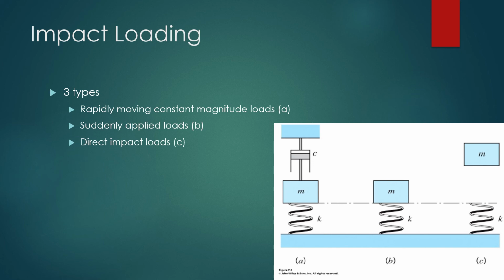And the difference between them is that in figure A, the gravity acting on the mass m is damped by the C, which is a plunger arrangement. In B, the mass is simply released onto the spring. And in C, the mass is able to gather kinetic energy before impacting the spring.